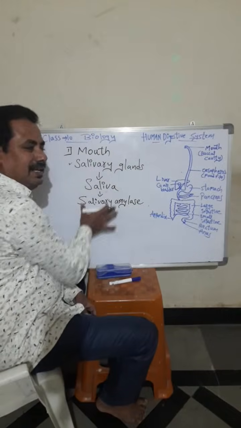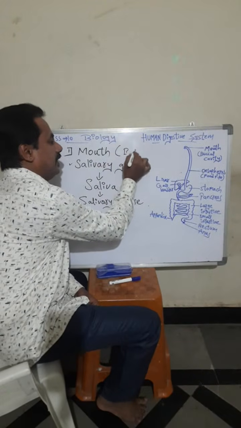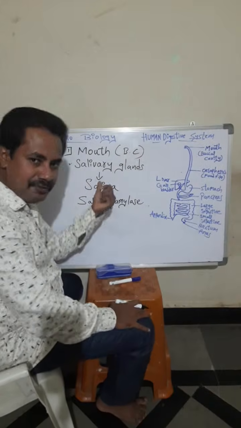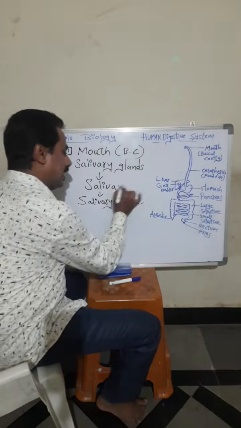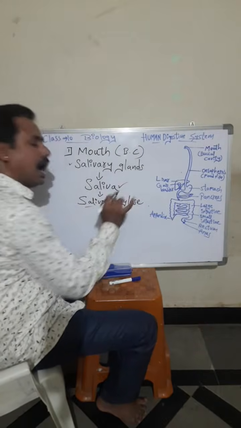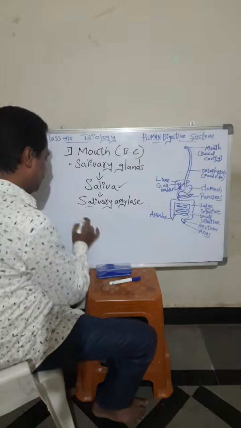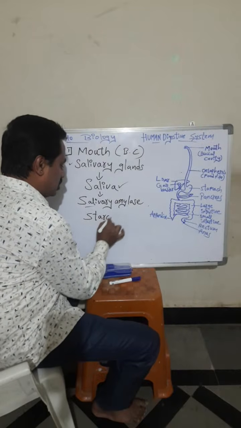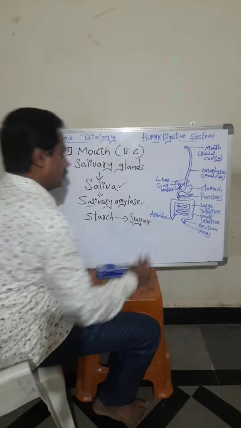Now only regarding the mouth we are studying here. The mouth is also known as the buccal cavity, and it has salivary glands. Salivary glands release a watery fluid-like substance, saliva. Saliva contains the chemical salivary amylase. Why does it have to release it? Salivary amylase breaks down starch into sugar or glucose, students.